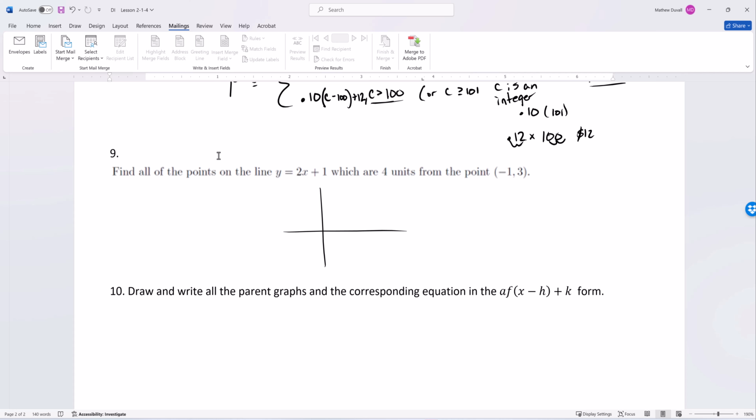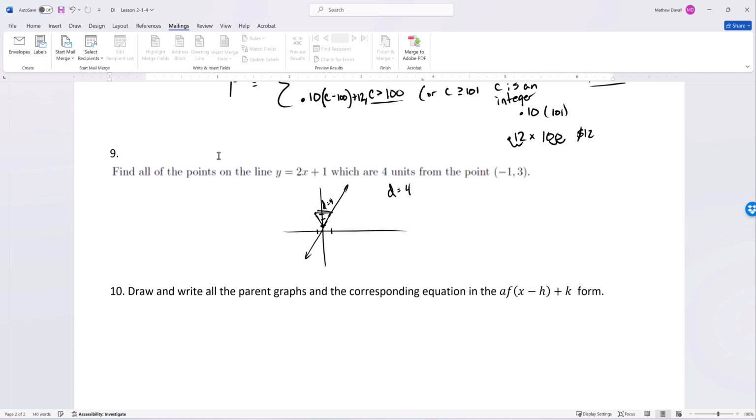So, just drawing a quick rough sketch, the idea would be, you have this line here. That's y equals 2x plus 1. And you have this point (-1, 3). And it's saying, what are all the points on this line that are 4 units away? The key is the 4 units away, because the 4 units away refers to your distance.